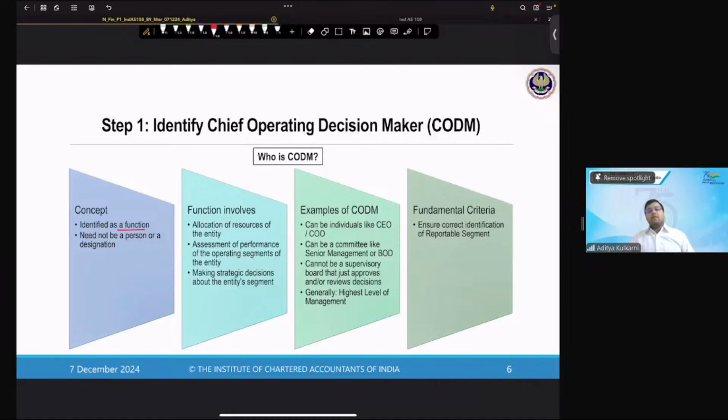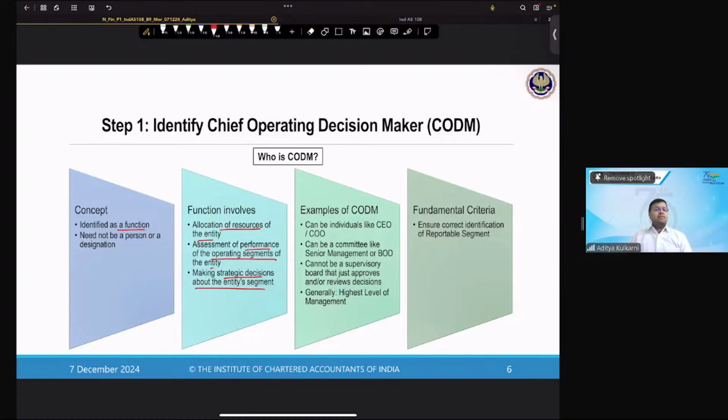It could be anything. But whatever it is, that designation or that committee or that individual or that group is the one who is responsible for allocation of resources, performance and assessment of performance. Okay. What does the chief operating decision maker's functions involve? Allocation of resources of the entity, assessment of performance of operating segments, and making strategic decisions about the entity segment.